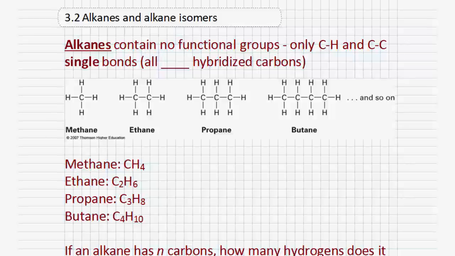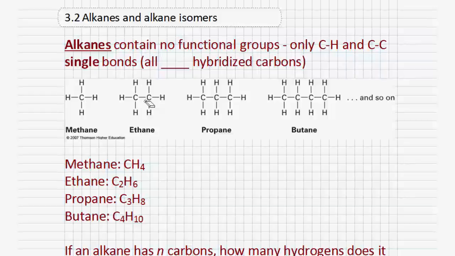So let's take a look at the alkanes themselves. By definition, they're just the organic compounds that contain no functional groups themselves. It's only C-H bonds and then C-C single bonds. So if we have carbons with all single bonds, take a look at the structures of these alkanes here. All of the carbons are making 4 bonds, just like carbon normally would.